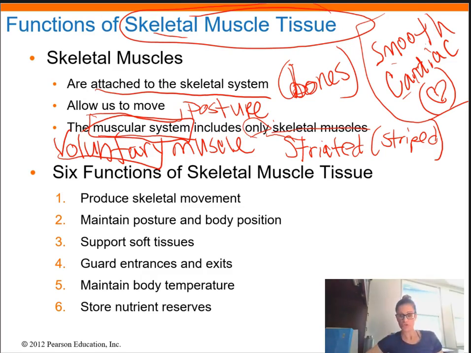You don't have conscious control. You cannot willfully stop your heart. You can't decide, I don't want it to beat right now. But you can do that with your muscles, right? I can decide, hey, I'm going to lift my arm up. I'm going to put my arm down. I'm going to twirl my arm around, right? You have a voluntary, conscious control over your skeletal muscles.